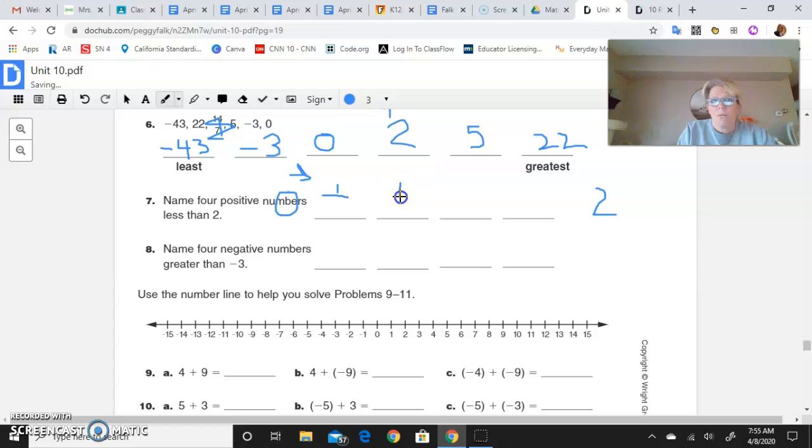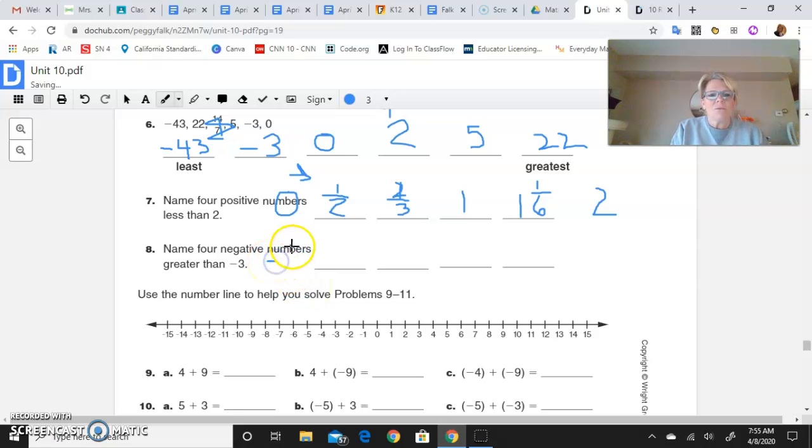You could do 1/3. I know 1/3 is more, whoops, not 1/3, but 2/3. Sorry, gosh, 2/3. I could go 1. I could go 1.5. I could go 1 1/6. There's lots of different choices you guys could do here, as long as it's greater than 0 and less than 2. Okay, now for negative numbers greater than a negative 3.